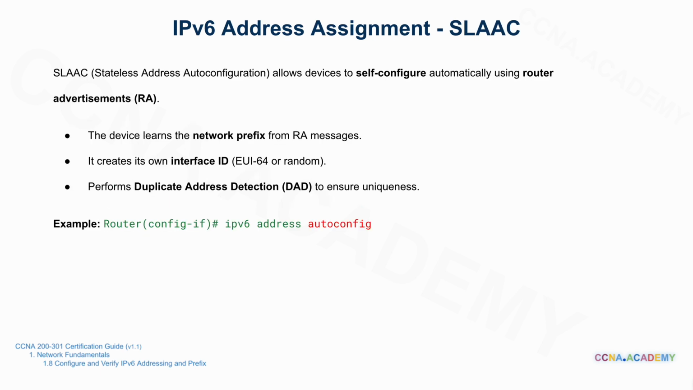SLAAC lets devices configure themselves automatically. They listen for router advertisements, learn the network prefix, and create their own interface ID, usually using EUI-64 or a random value. They then run duplicate address detection to make sure no one else is using that address. The command is ipv6 address autoconfig.